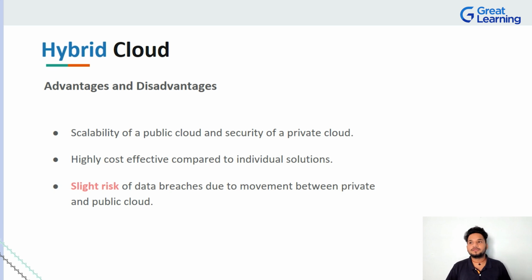But one slight risk that happens in the case of hybrid clouds is, especially when you're moving data between your private cloud and your public cloud, there is a very slight risk that there can be data breaches, and your data can be hacked, your data can be manipulated in many cases. It happens extremely rarely, but it has happened around the world.